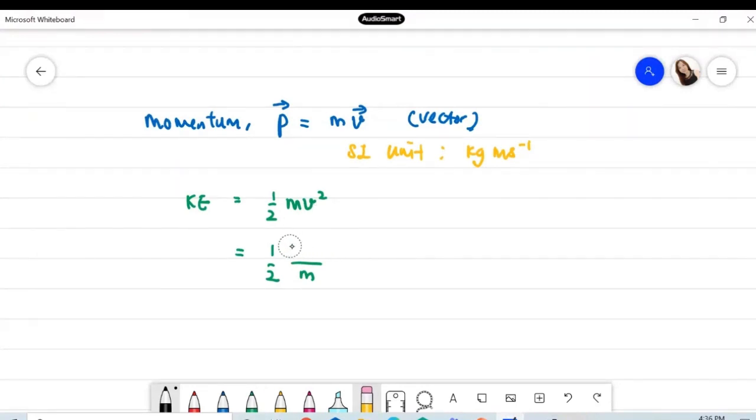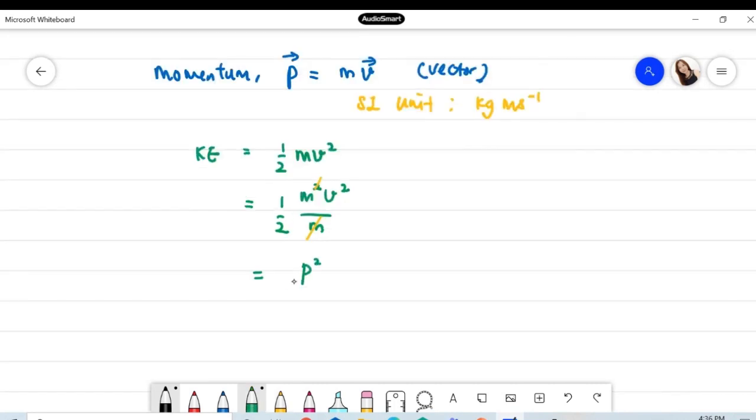I write it in this way: m squared v squared over 2m. So m and m can be cancelled off, and eventually you will get back half mv squared, right? I purposely express it in terms of m squared v squared, so that m squared v squared is equal to p squared, because p is equal to mv. Right? P squared divided by 2m. So that is how you relate the kinetic energy to momentum, or momentum to kinetic energy.